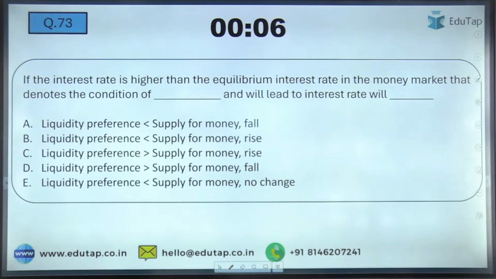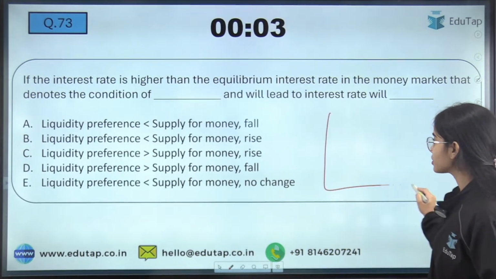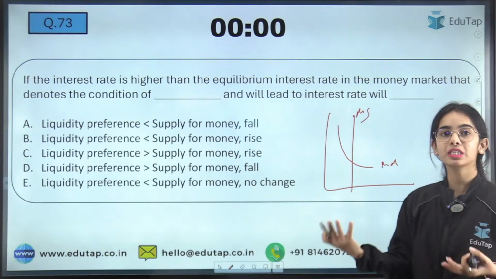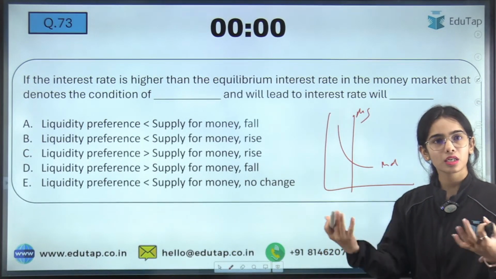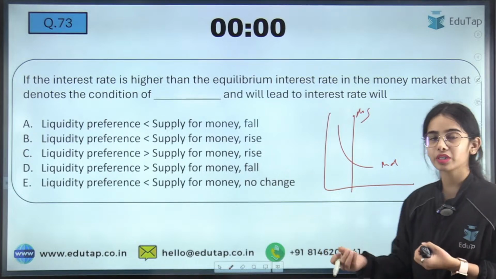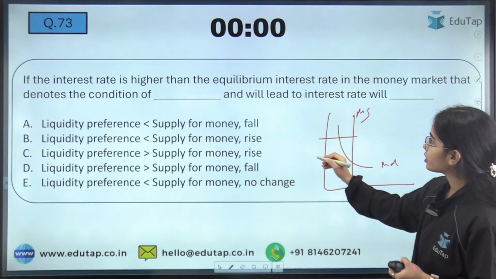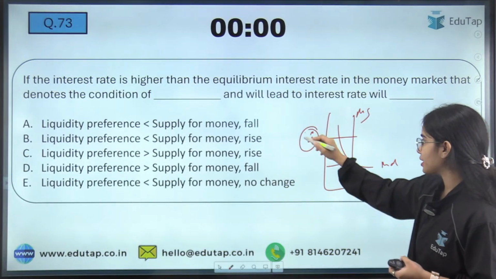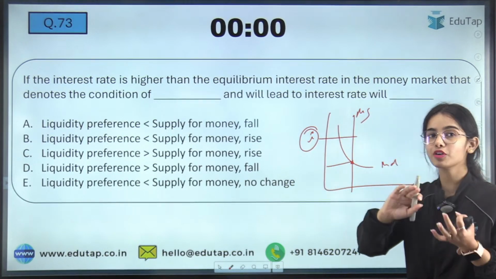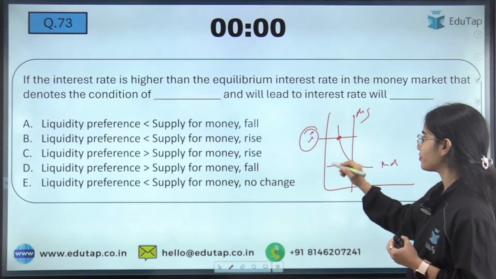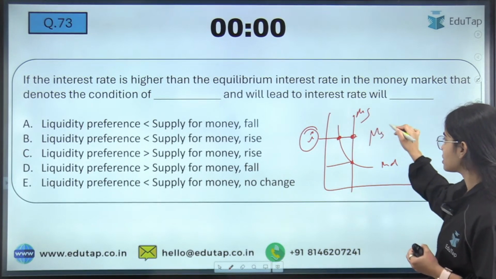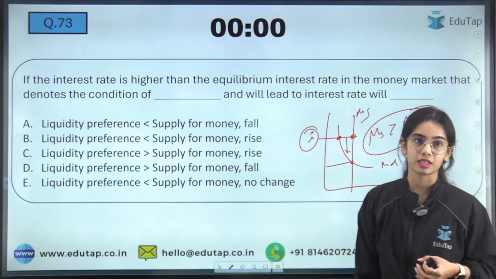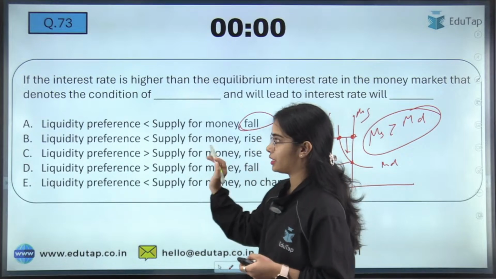If the interest rate is higher than the equilibrium interest rate, this is your supply of money and this is your demand for money. Equilibrium here means equilibrium in the money market. That's why we are talking about the interest rate. So your interest rate is higher than the equilibrium point. When the interest rate is higher, the demand for money will be very low and the money supply will be greater. So money supply is greater than the demand for money. So here the interest rate will start decreasing, and there will be a fall in the interest rate.